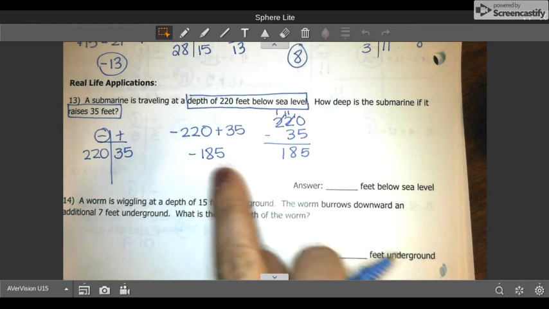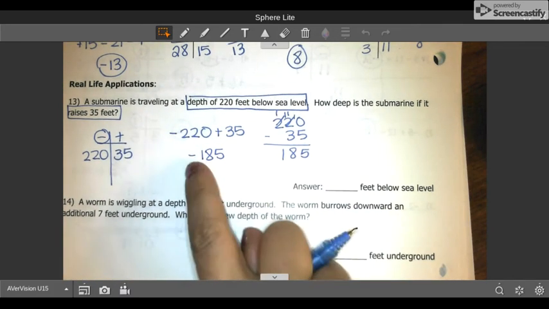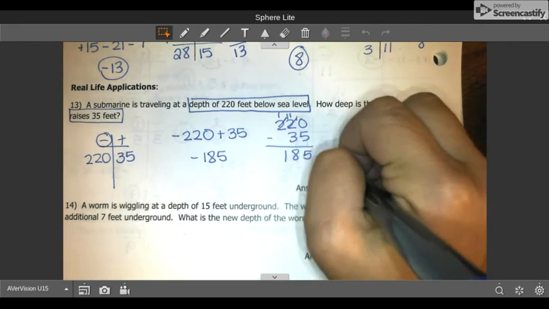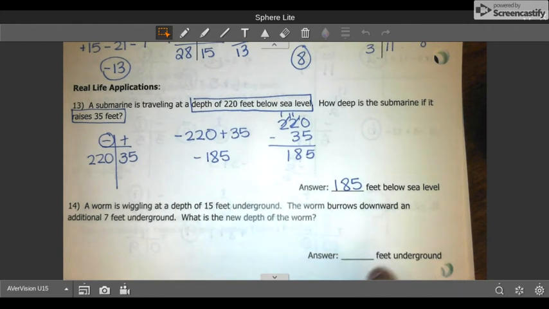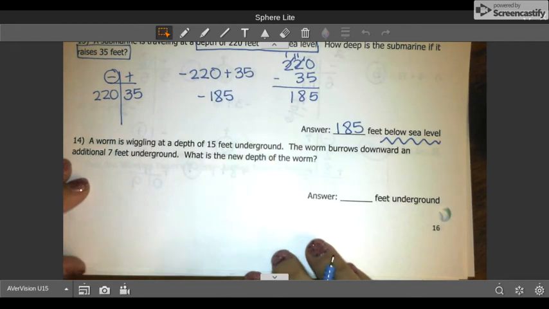However, I never want to say negative feet below sea level. So instead of writing negative 185, I'm going to write 185 feet below sea level. You don't want to write negative feet. The below sea level tells you the direction.